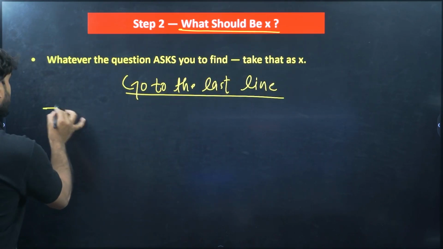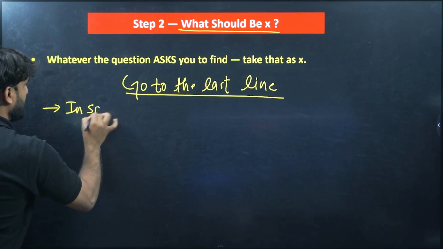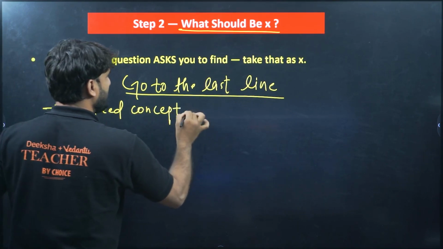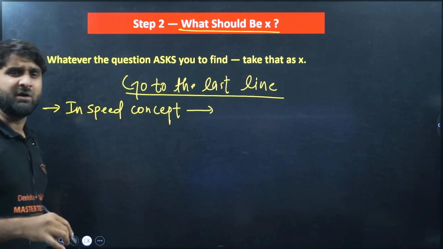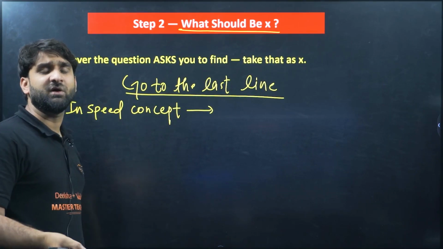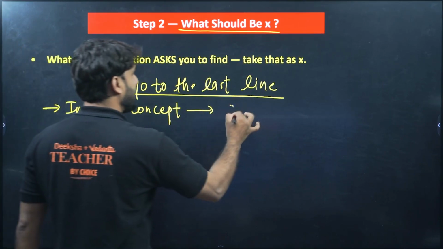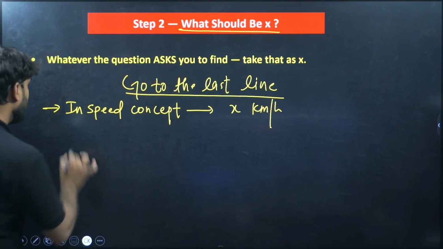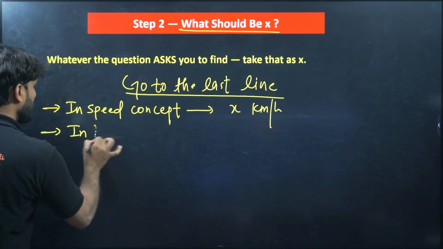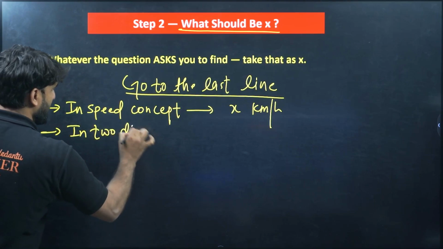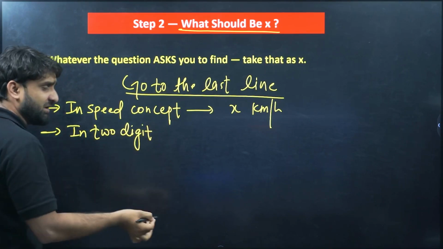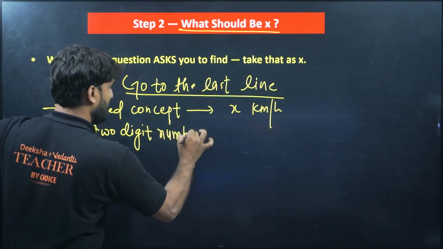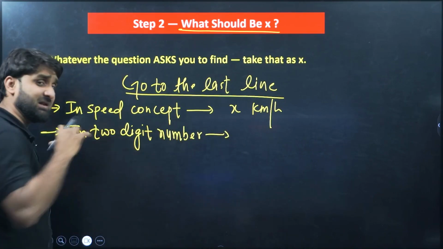For example, in speed concept questions, generally you have to find the speed of the vehicle, speed of the car, speed of the train, speed of the aeroplane. So let it be X kilometer per hour. Right, everyone? For example, you may get a 2-digit number question in quadratic equations as well as in a pair of linear equations in 2 variables. So in a 2-digit number question, find the 2-digit number. This will be at the last line.